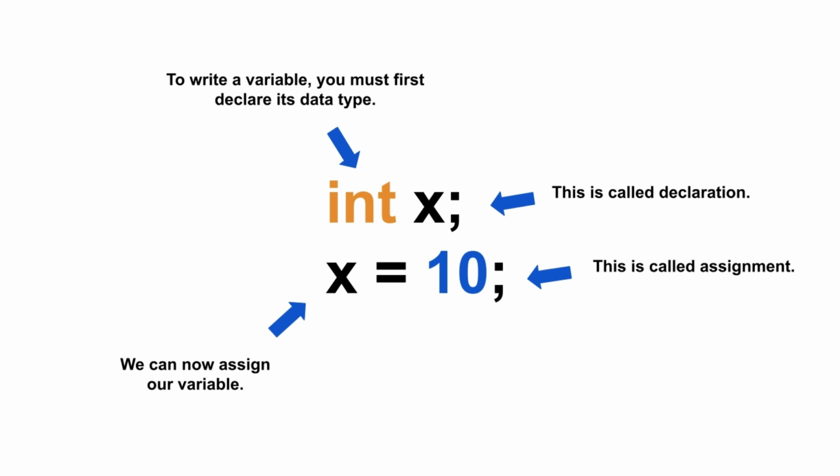To write a variable, you must first write the data type it will be carrying, then the variable. If it is an integer, write int before the variable. This process is called declaration.